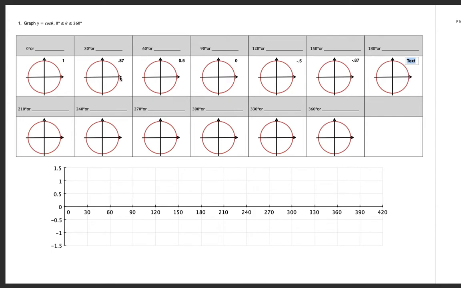Because we're kind of actually going through this circle. So we actually start up here. We start off at 1. And then we go to 0.87. So I hope that you all said negative 1.